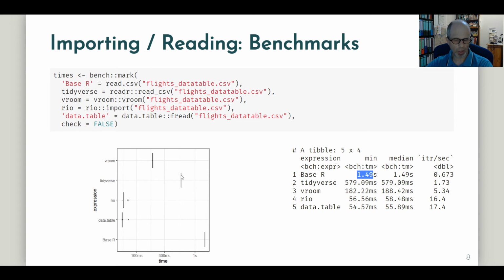readr is again much faster in second place, but beaten by the vroom package, and the clear winner again is data.table alongside Rio, which again uses data.table in the background. So data.table wins both competitions for importing and exporting data, and Rio is very convenient for the generalized functions, export and import.